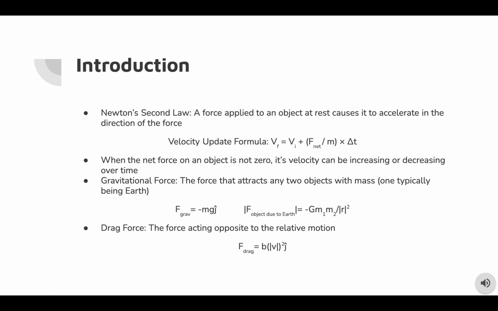Key concepts associated with this lab are Newton's second law, which states a force applied to an object at rest causes it to accelerate in the direction of the force, which is illustrated by the velocity update formula. When the net force on an object is not zero, the velocity can be increasing or decreasing. Other forces involved include the gravitational force, which is the force that attracts any two objects with mass, one typically being Earth, and this is depicted by negative mass times the gravity constant, and also drag force, which is the force acting opposite to the relative motion, which can be illustrated by the proportionality constant for the magnitude of the drag force multiplied by the velocity squared.